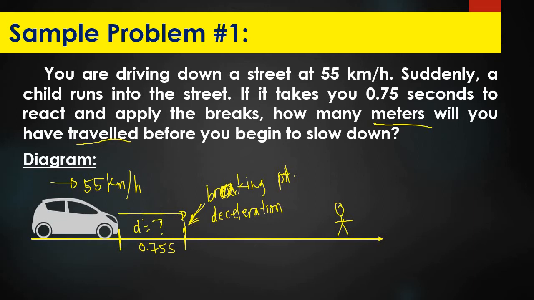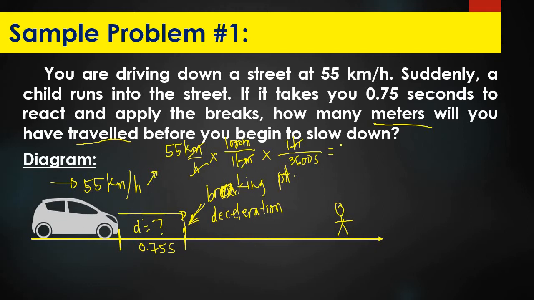Can you suggest a way to solve for that? Sir, convert first the 55 kilometers per hour into meters per second. Very good. Because in the formula, right, it says meters and then seconds. So, we have to convert this one. So, 55 kilometers per hour times 1,000 meters per 1 kilometer times 1 hour per 3,600 seconds. So what will be the answer? 15, sir. 15 meters per second.